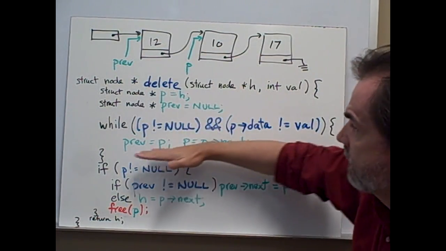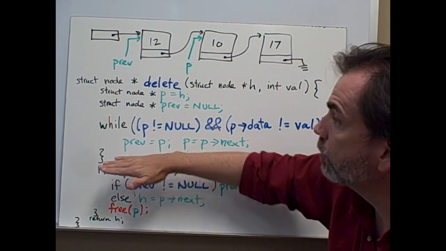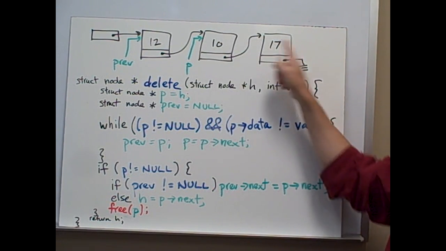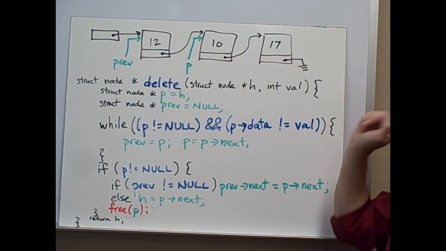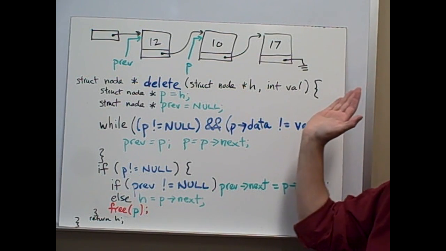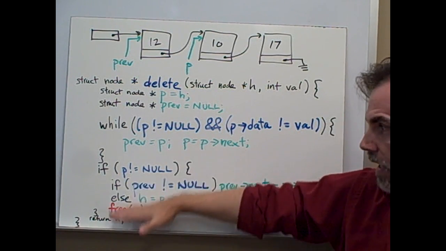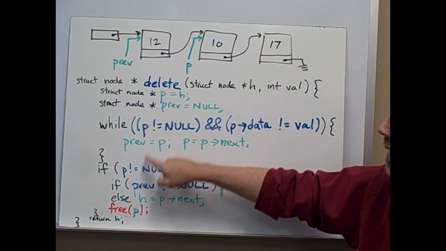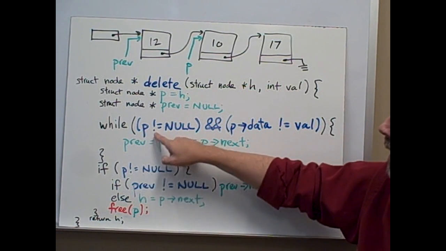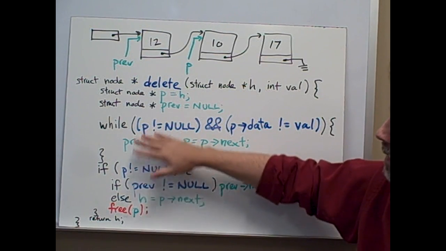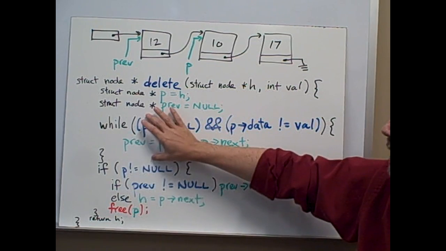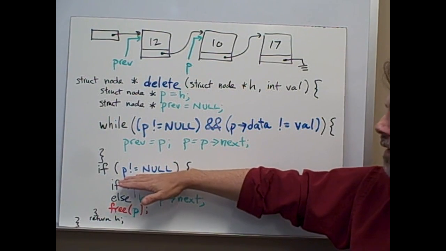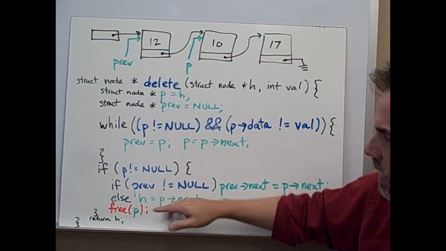Once I exit this loop, there are 2 reasons I could have exited the loop. One is I found a match. And the other is, I didn't find a match, and P is equal to null. If I didn't find a match, then I don't need to do anything else. So the rest of my code is predicated on P not being null. It might seem odd to test here and here, but they're looking for 2 different things. So this stops the loop, stops looking when I fall off the edge. And if I fell off the edge, then there's nothing else to do. So if it's not equal to null, I do this.